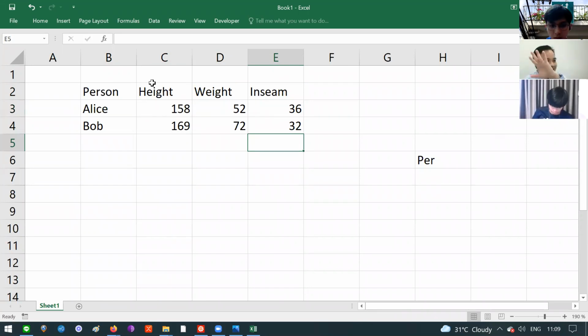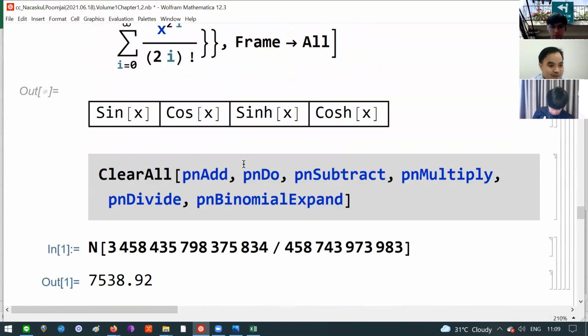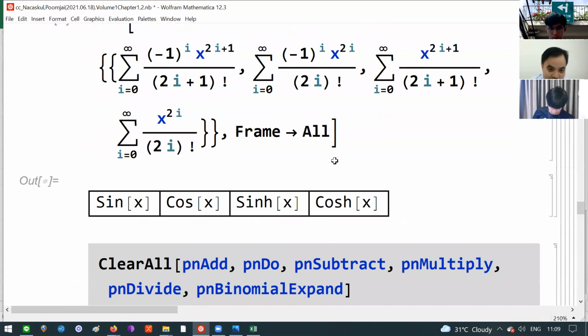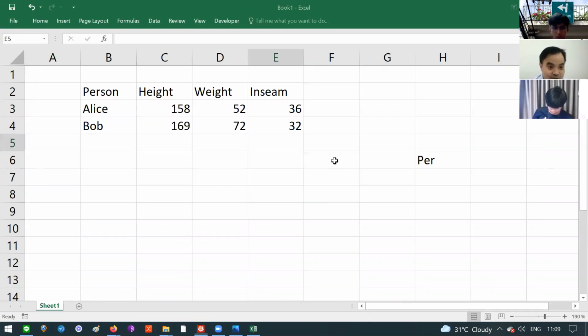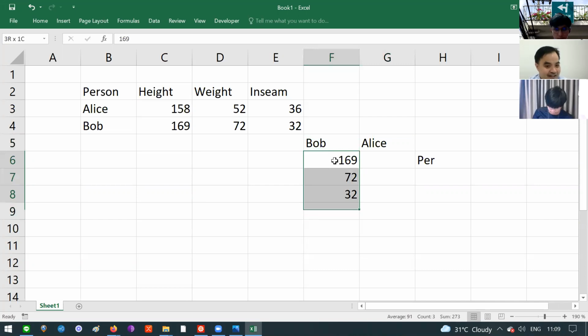It's written in the opposite way, right? Whereas with this example, well, I just erased them all, you would list something like 169, 72, and 32, okay? And so this would be Bob, and this is Alice. You would list it this way. So this is a vector. This is a vector, right? This is a vector. In Excel, in table form, you normally don't do it that way.